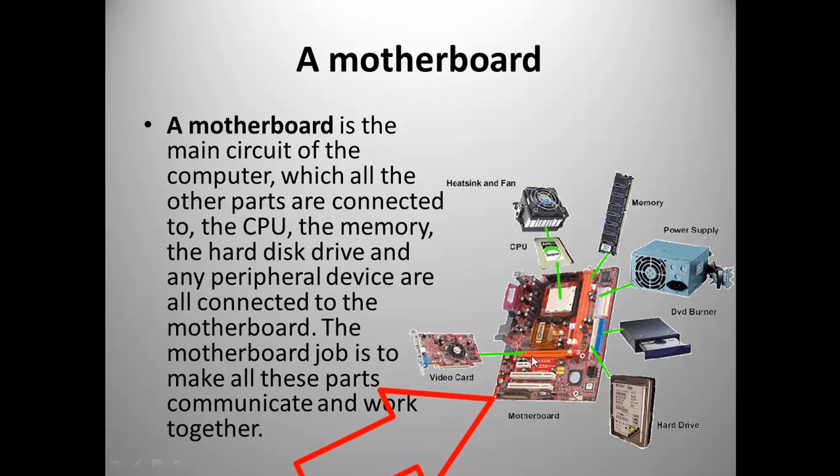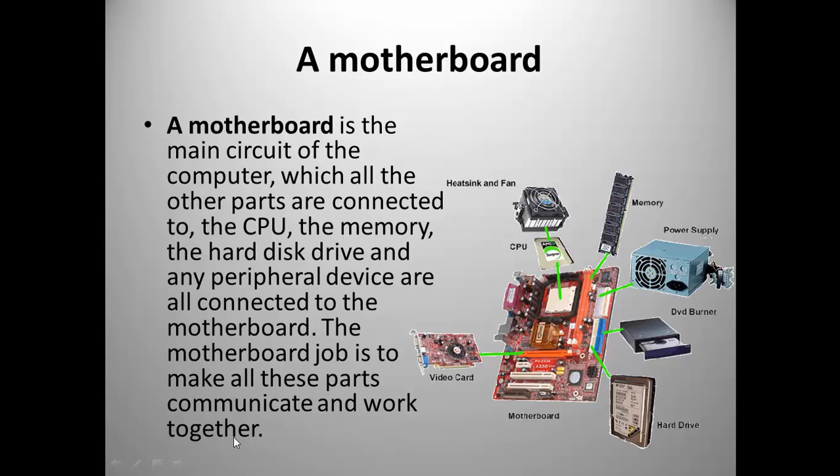This is like the biggest device inside your computer tower or your computer case. So what is the motherboard? The motherboard is the main circuit of the computer, which all the other parts are connected to. So all of these are connected to the motherboard. The CPU goes here, the video card goes here, the hard disk goes here, and so on. The CPU, the memory, the hard disk drive, and any peripheral device are all connected to the motherboard. The motherboard's job is to make all these parts communicate and work together.